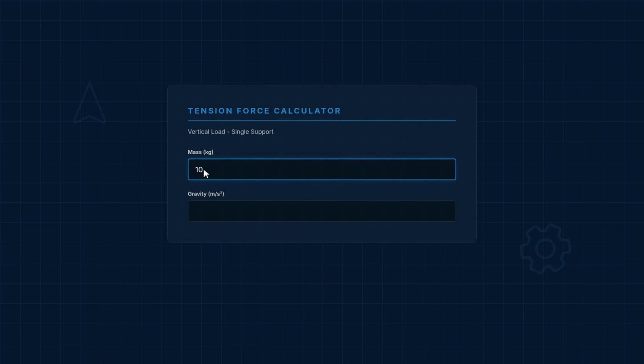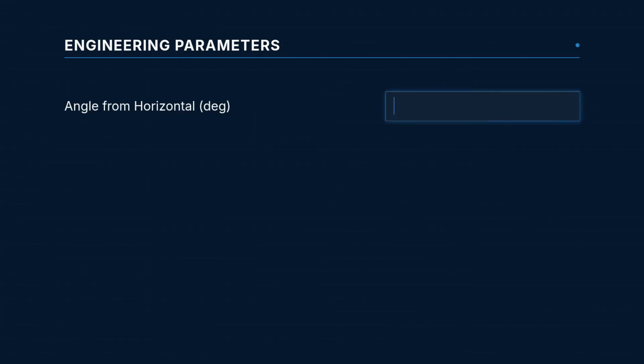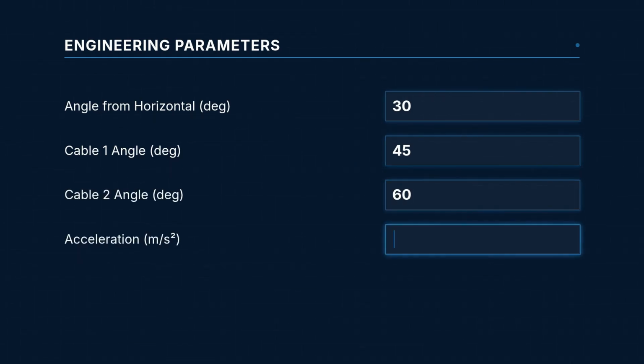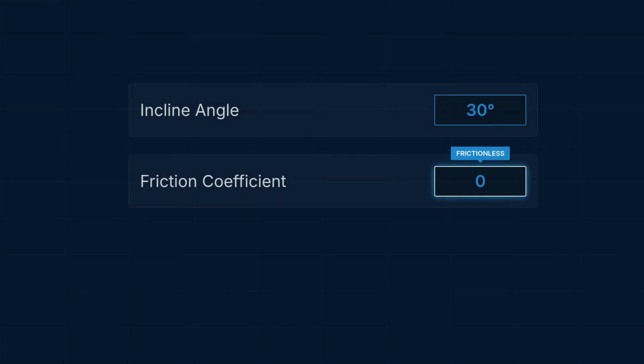Enter your mass in kilograms, gravity in meters per second squared, which defaults to 9.81. Angle from horizontal in degrees, cable 1, angle in degrees, cable 2, angle in degrees, acceleration in meters per second squared, incline angle in degrees, and friction coefficient, which defaults to 0 for frictionless conditions.